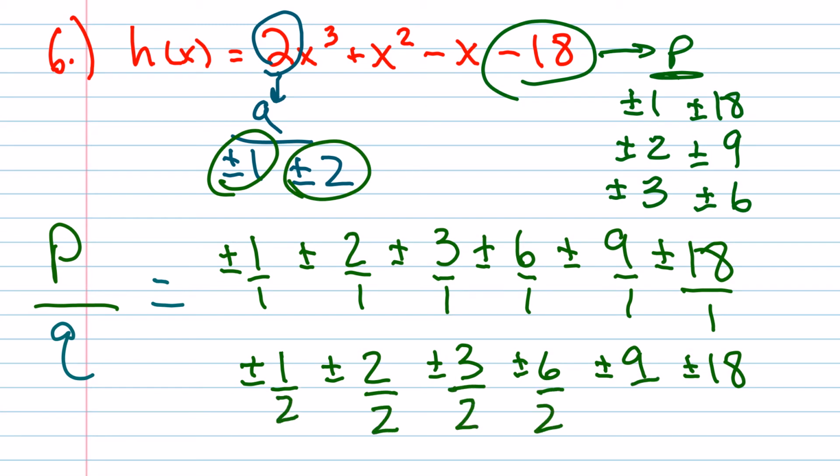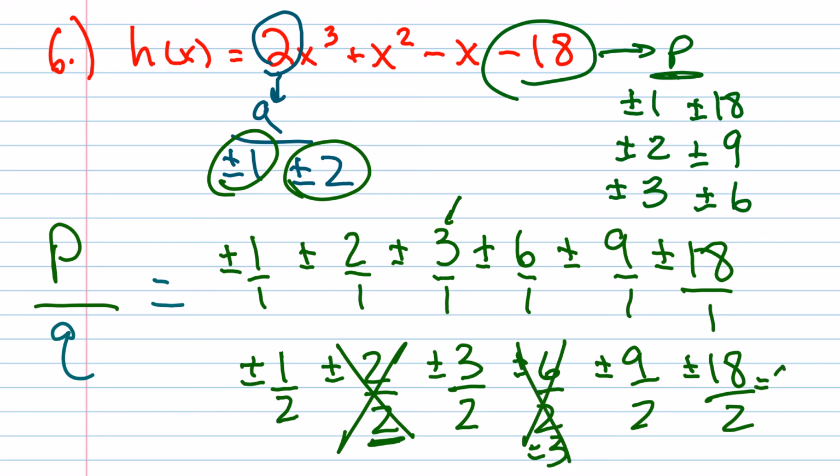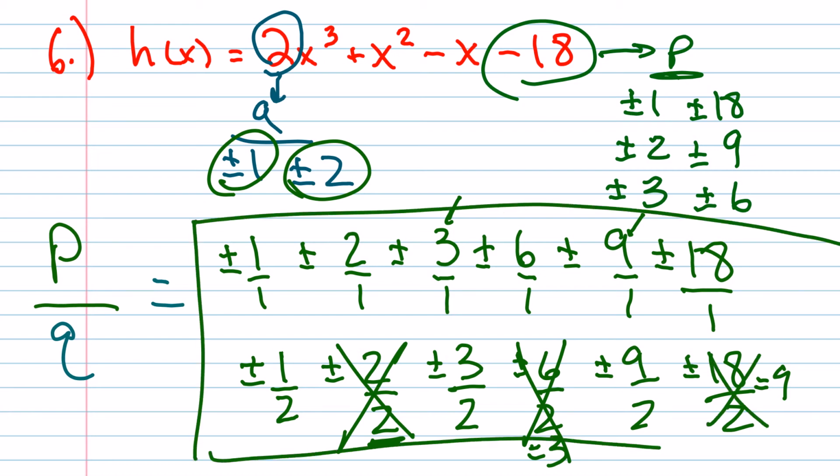Now the big thing that you guys want to remember is that if anything can be simplified, it's almost always a repeat. I can't actually think of a case where it's not. So right here, I have 2 over 2. 2 over 2 right here is the same thing as 1 over 1, so I cross it off. It can be simplified. 6 over 2 is equal to 3, which I already have right there, so I cross it off. 18 over 2 is equal to 9, which is right there, so I cross that off. So that's my final answer right here. Moving on.